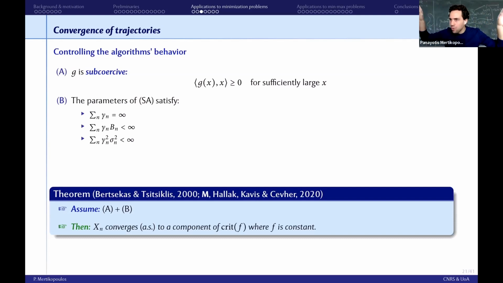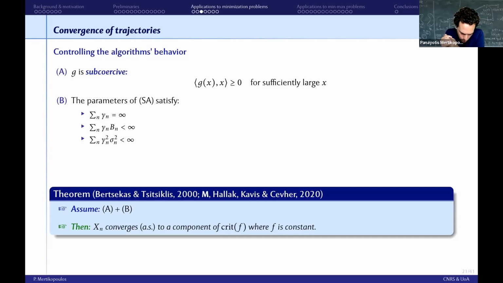That, you know, outside some arbitrarily big compact set, it is not pointing outwards. All right. That's the subcoercivity assumption, which concerns the vector field or the function here to be minimized. And in terms of more technical assumptions, we also need some requirements for the step size of the method and the bias and noise parameters.